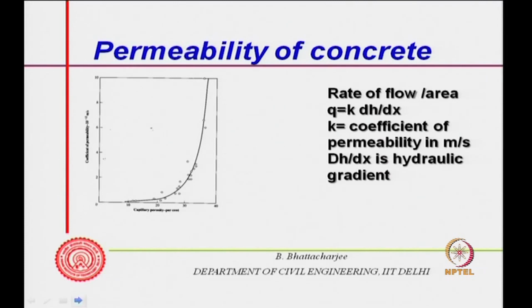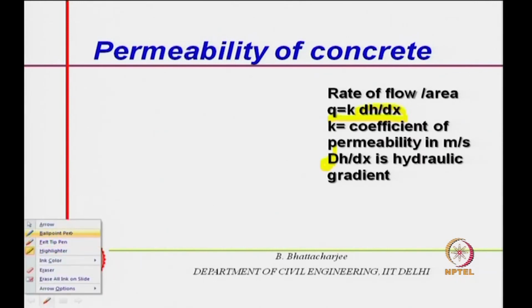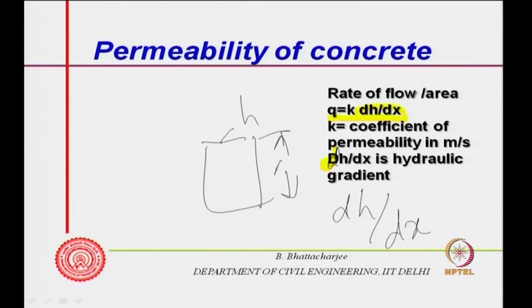The rate of flow per unit area under steady state condition, for unit hydraulic gradient, we call permeability. So, K is the coefficient, where dH/dx is the hydraulic gradient. The flow takes place because there is a hydraulic gradient existing. That means, if this is my specimen, there is a head difference dH across it, and x is the thickness.